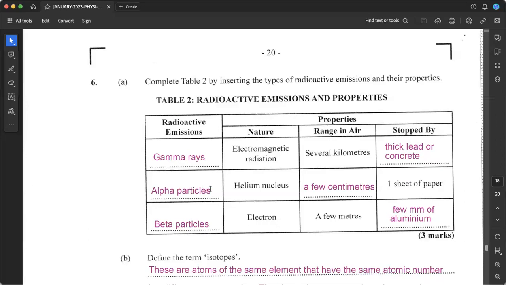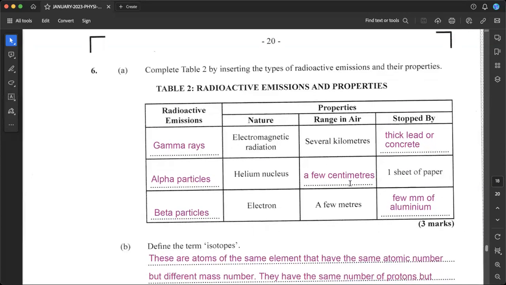For the second row, what they gave us is that the nature of the emissions is that it's a helium nucleus. Right away, that should clue us in that it's an alpha particle. So we put alpha particle here. The range in air for alpha particles is a few centimeters, and they gave us that it's stopped by a sheet of paper. So with this information, we're able to figure out that it's an alpha particle with a range of a few centimeters in air.